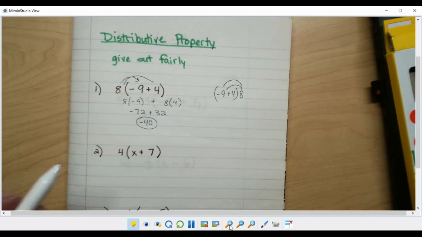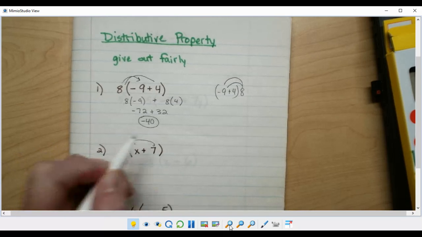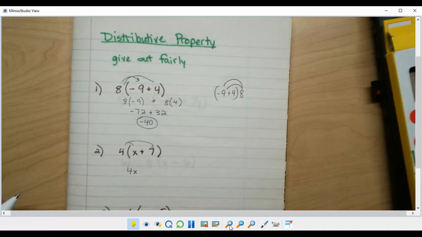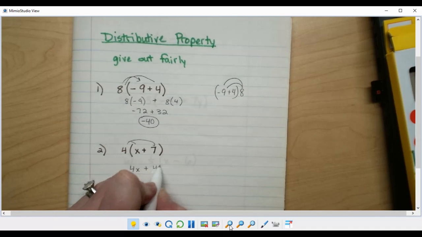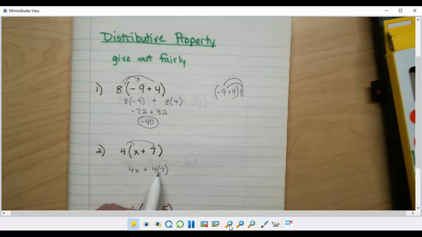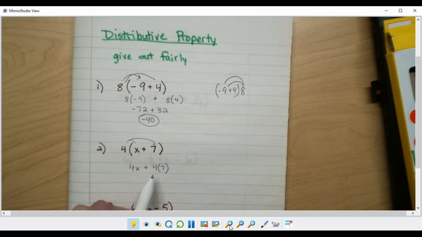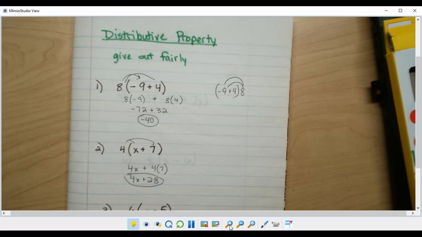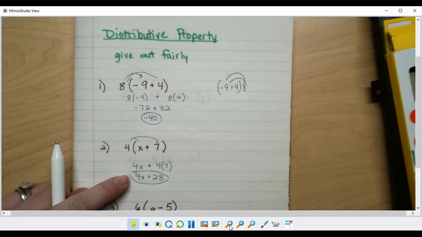All right, let's look at number 2, where we have a variable. I'm going to draw my arcs to remind myself. This becomes 4 times x, or just 4x. Keep the plus sign, and then we do 4 times 7. Now, very soon you're going to see me not write this. I'm just going to say, 4 times 7 is 28, and leave my answer as 4x plus 28. That is as simple as I can get it.